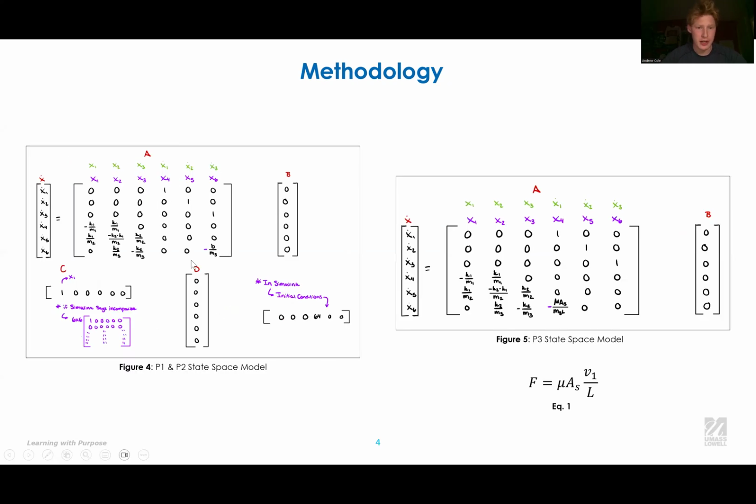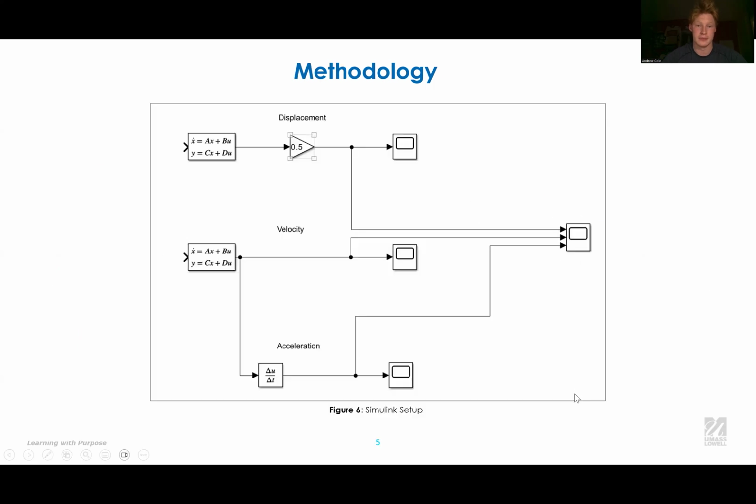Using the free body diagrams from the previous slide, state space models for both problem 1 and problem 2, shown in figure 4 here, were able to be made. As well, in part 3 with the AAG system, a separate state space model was made. Down here, equation 1 shows how this was derived. It is in terms of L, the distance between the two drums, and V1, the initial velocity of the aircraft landing.